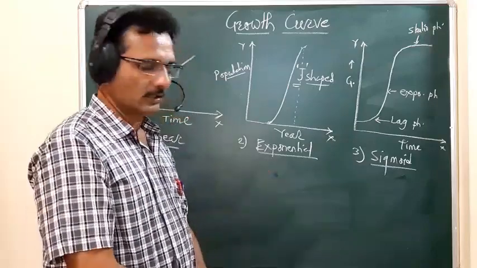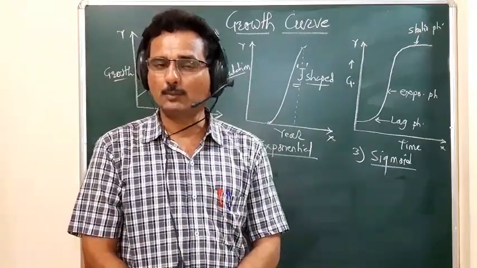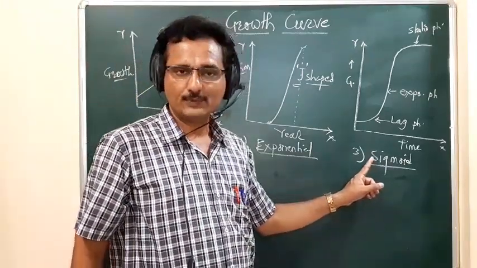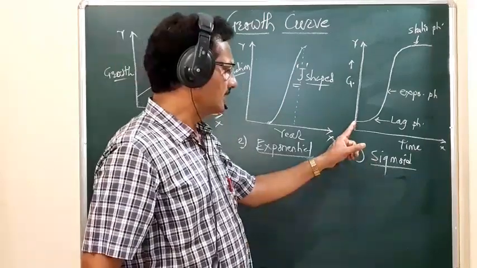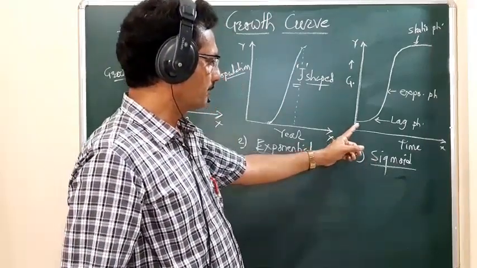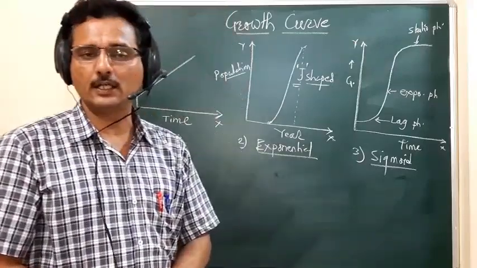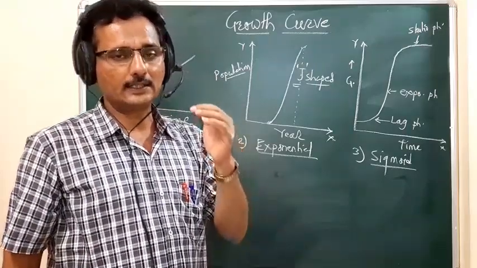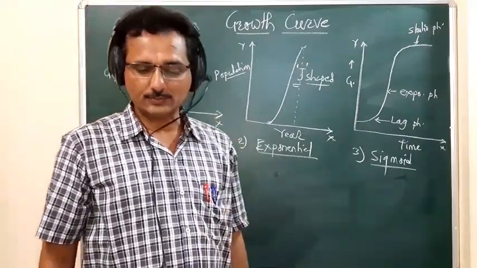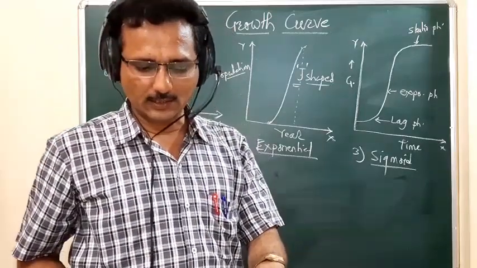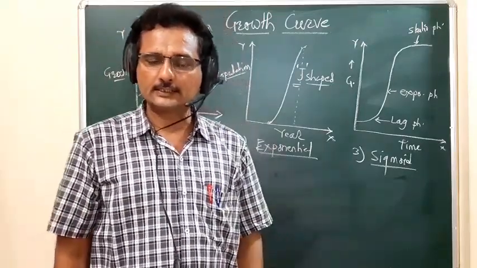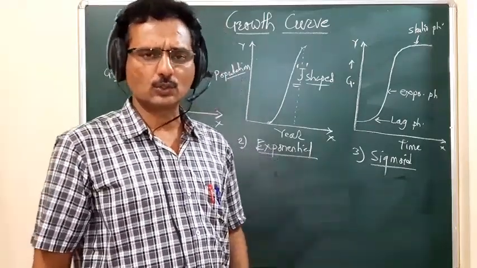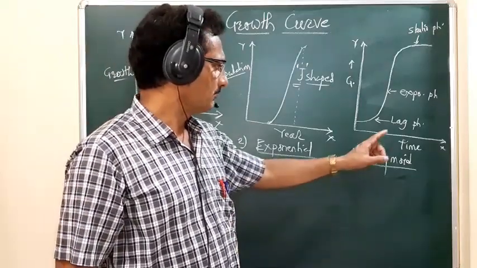Then the next type of curve we have studied in case of the geometric growth, that curve is a sigmoid curve. That sigmoid curve, remember student, shows the different phases of growth at the different stages in the life cycle of that plant. So what are those phases of growth?